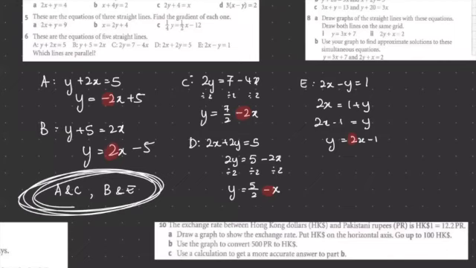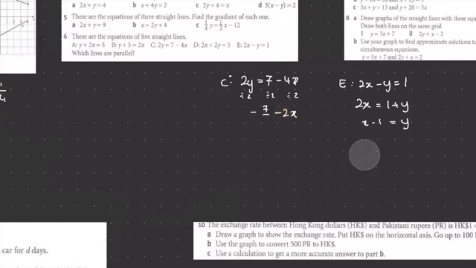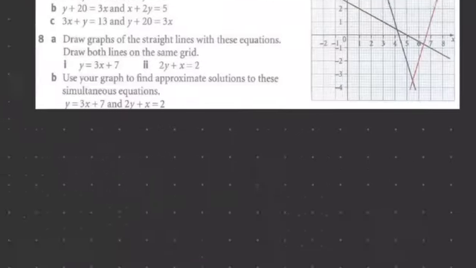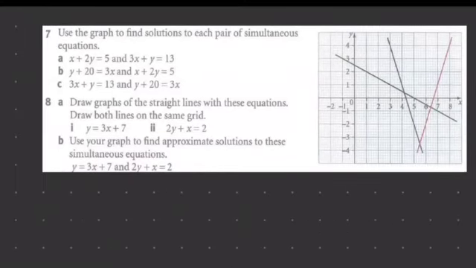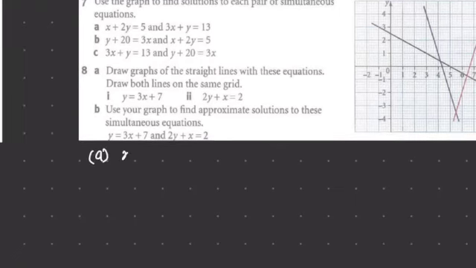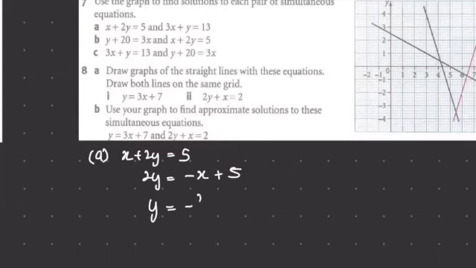Now let's go to 7 and 8. Use the graph to find the solution to each pair of simultaneous equations. Now, it might be a little bit tricky, but it's not that difficult. So you can see here, just try to make the y the coefficient of 1. So you just look at the first one here. x plus 2y is equal to 5. 2y is equal to -x plus 5. y is equal to -x over 2 plus 2.5.